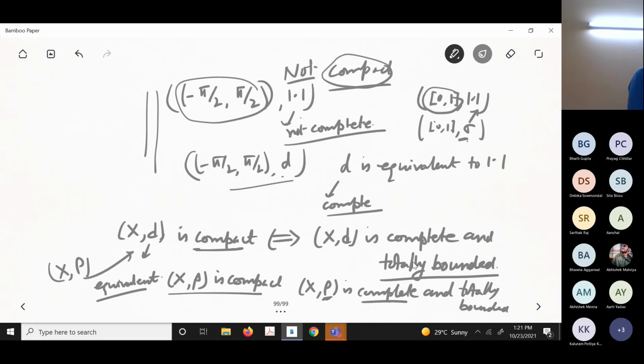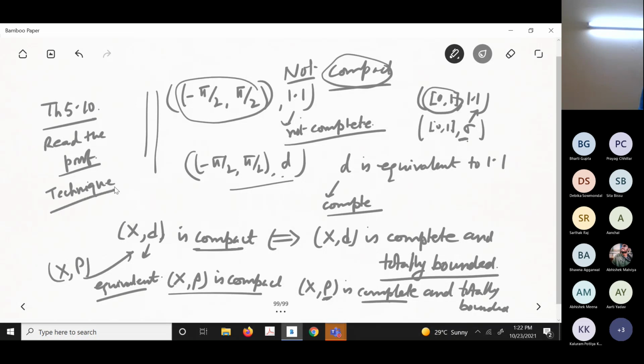So here your job is theorem 5.10. Read the proof again, I am telling you. Read the proof carefully. The reason is, I am telling you why you should read the proof. If I get time, I will talk about the proof, because here you need to learn some technique. Otherwise, you won't be able to solve the problems. Okay. And first you read theorem 5.10.